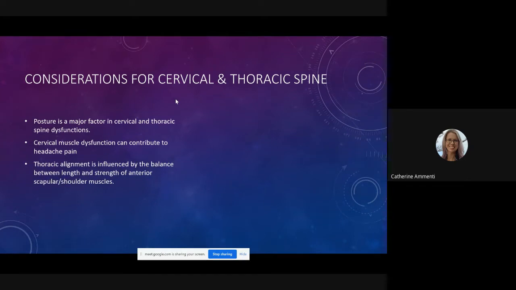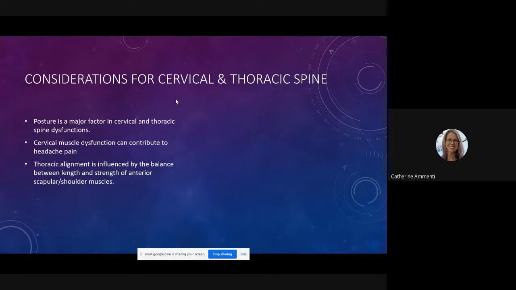Thoracic alignment is influenced by the balance between the length and strength of those anterior scapular and shoulder muscles and the posterior muscles. So if the posterior scapular muscles are in a lengthened position, if they're weak, if they're overstretched, then the scapula can glide forward. And if you sit there right now and glide your scapulas forward, what tends to happen is the thoracic spine will start to go into an increased kyphosis positioning.